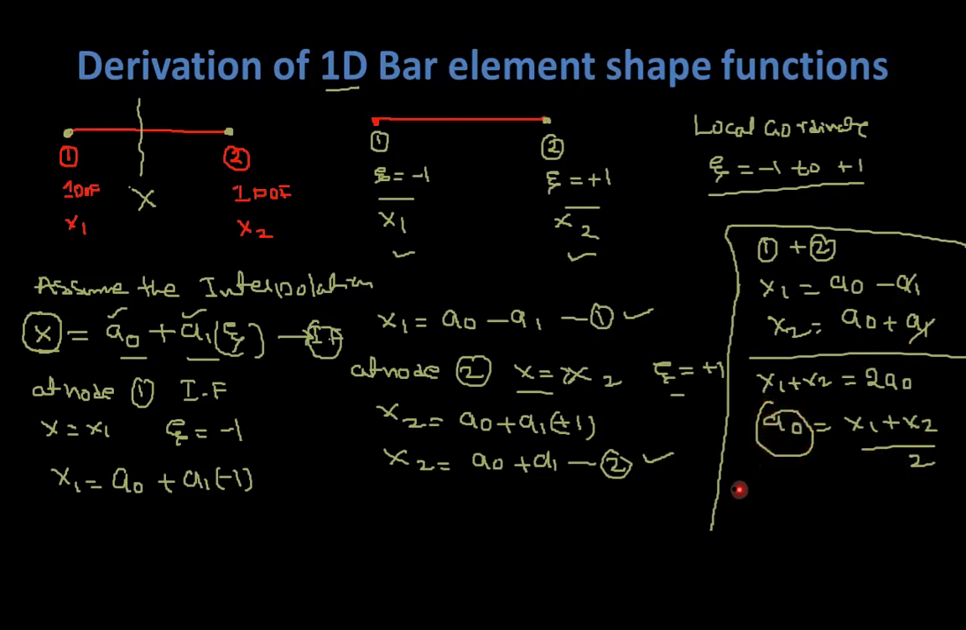Similarly, let us define the a1 value. By using that, let us do equation 2 minus equation 1. Let us see that in the next slide. Here I take equation number 2, defined as x2 equals a0 plus a1, and similarly x1 equals a0 minus a1. These are the two equations: this is the second equation, and this is the first equation.